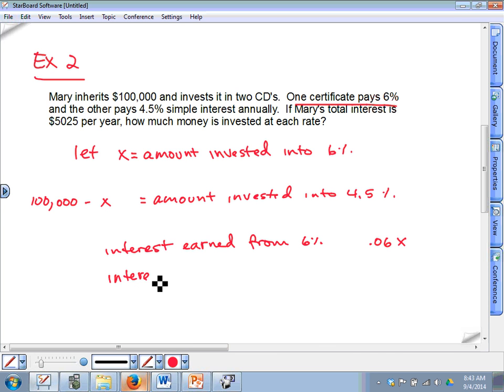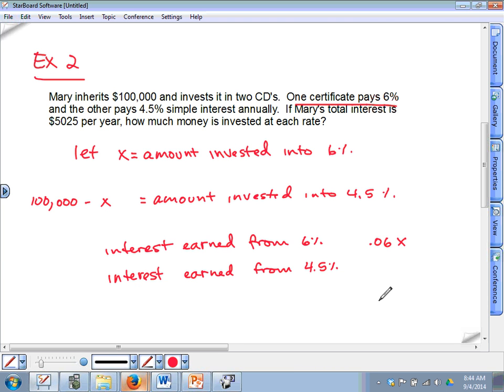How much interest was earned from the 4.5% account? Look at what we just did for the other one, 0.06 times X. It's the interest rate multiplied by the investment amount. So what was the interest rate? 4,500 minus 0.05.